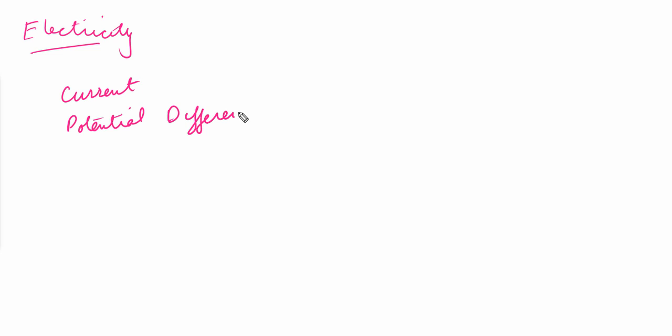So in electricity we have to discuss the three main important terms. Number one is current, next one is the potential difference, and the third one is resistance. Alright, so let's start off with the current.